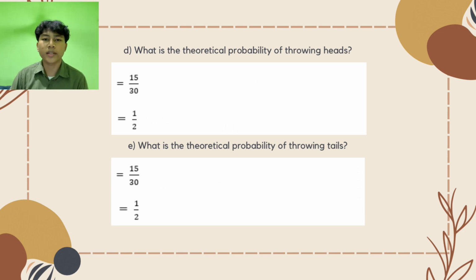And the next question, E. What is the theoretical probability of throwing tails? In this question, we also use the same formula as before. The number of favorable outcomes for throwing tails is 1, and the total size of sample space for throwing tails is 2, and so 1 divided by 2, we get 1/2.